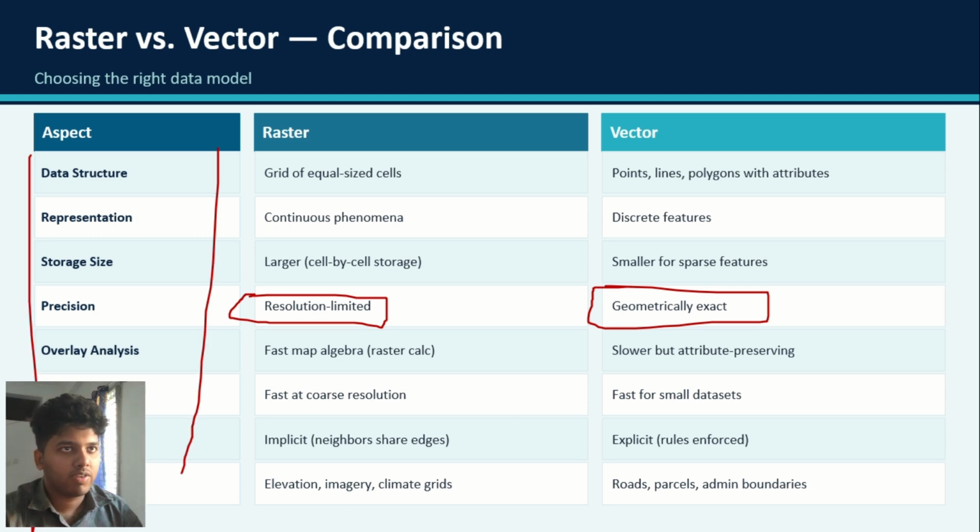The best uses for raster are elevation, imagery, and climate grids, and for vector, routes, parcels, and boundaries. These are the most commonly used applications. We can just call it out as raster versus vector.